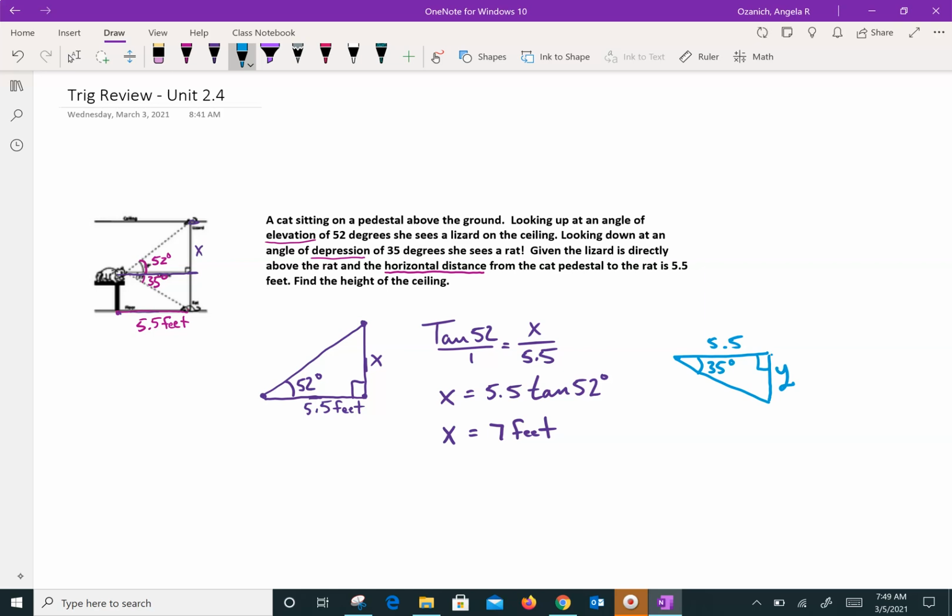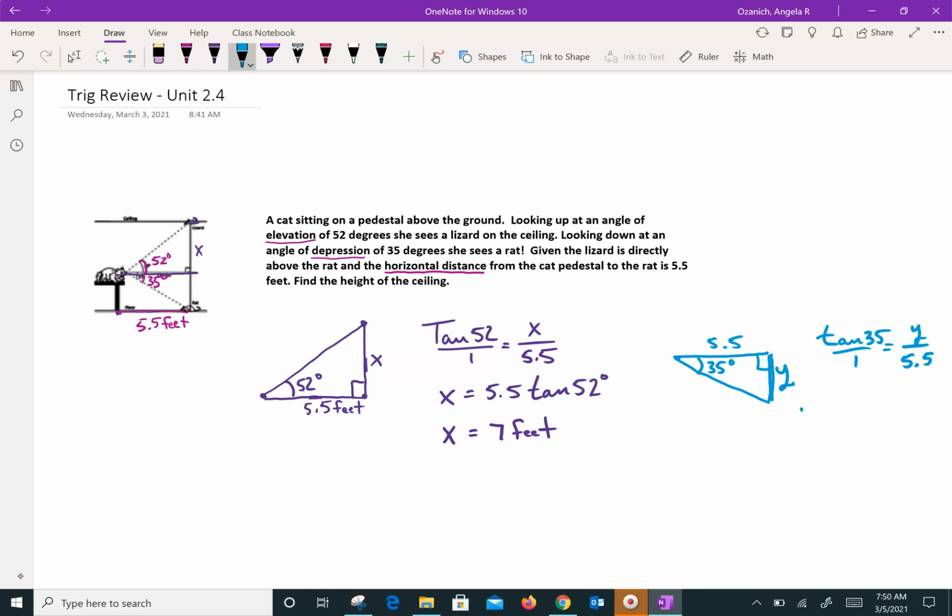Well, this ends up being another tangent problem, right? Because we're not interested in the hypotenuse at all, so we're not going to use sine or cosine. We want to use tangent. So this one is going to be the tangent of 35 degrees. Just going to make these fractions equivalent. And let's see, opposite over adjacent.